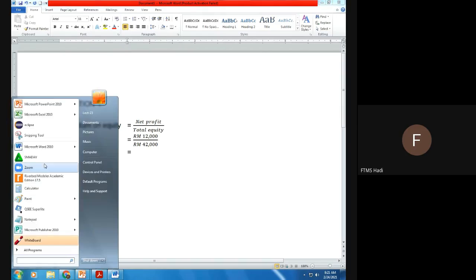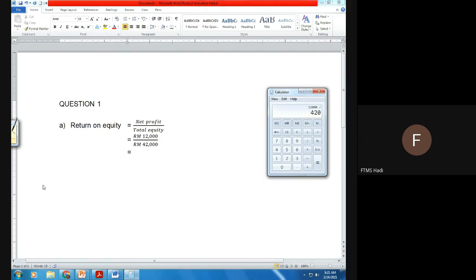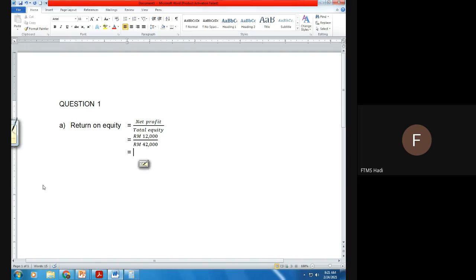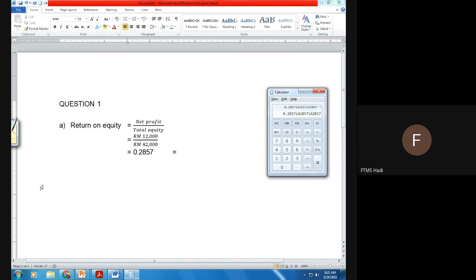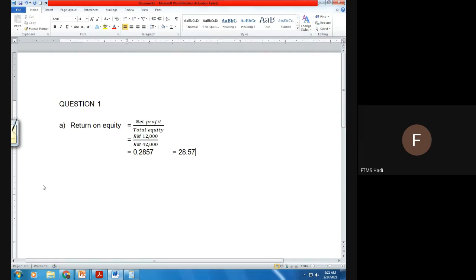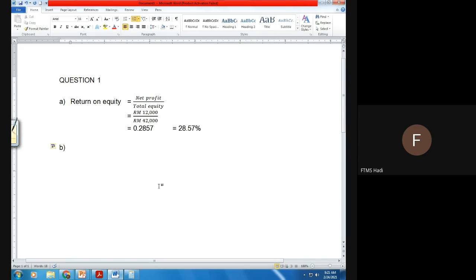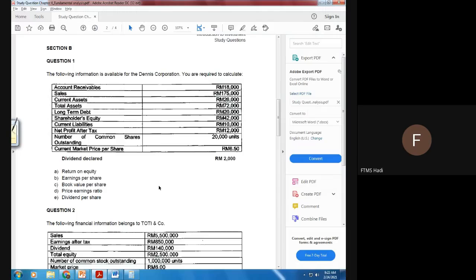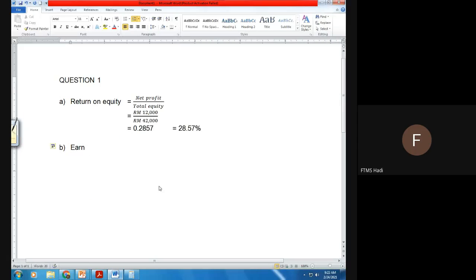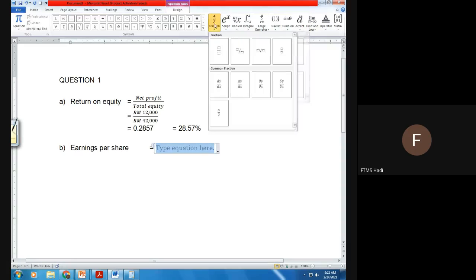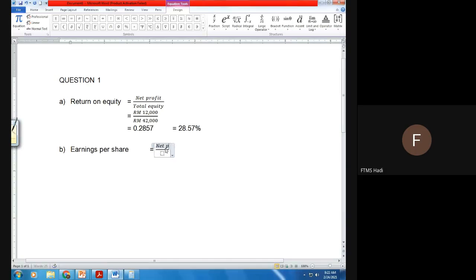If you press the calculator, remember all returns must be in percentage, so you need to multiply by 100. 0.2857, converted to percentage, you will get 28.57%. So that is the first answer, return on equity. The second one is related to earnings per share. The formula for earnings per share is net profit divided by number of shares outstanding.